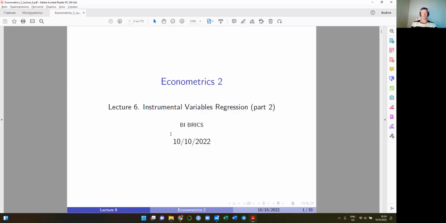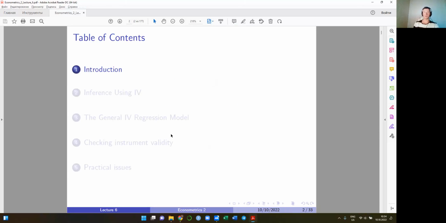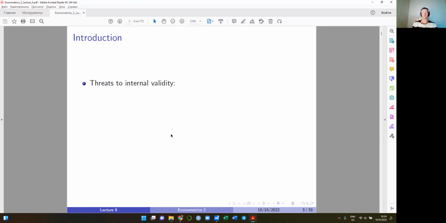Today we finish the topic about instrumental variables. Let us start with the short repetition. What is this? What is the idea? What are we working with? Last lecture we spoke about several threats to internal validity.